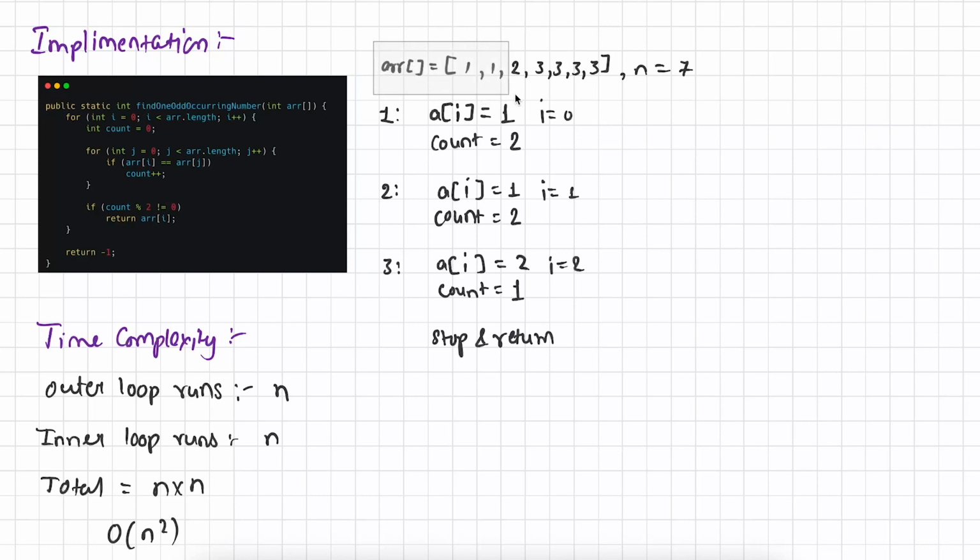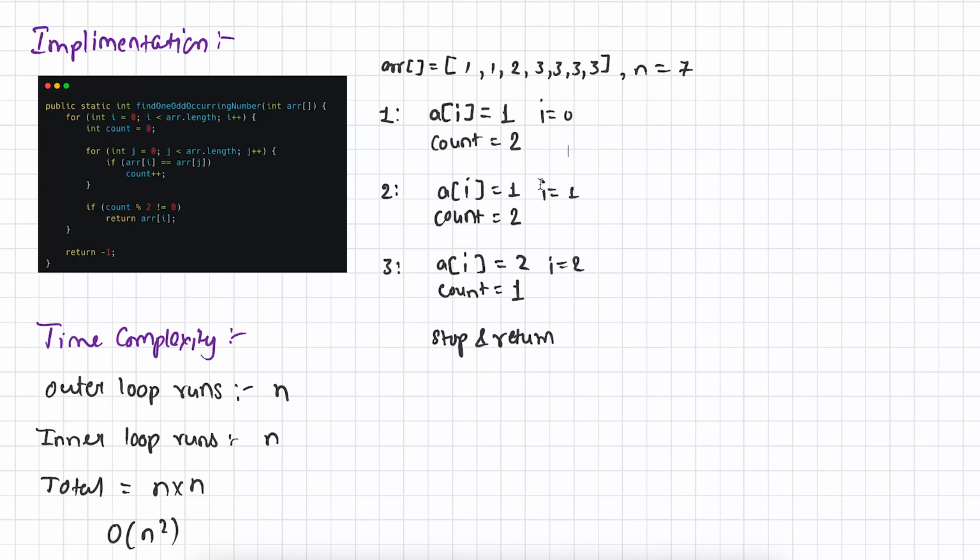Let's say the array is given as 1, 1, 2, 3, 3, 3, 3, and here the size of the array is 7. In the first iteration the value of i is 0, and the value of a[i] is 1, right? So we count the number of occurrences of the number 1. We get 2, and this is an even number. So we simply continue to the next iteration.